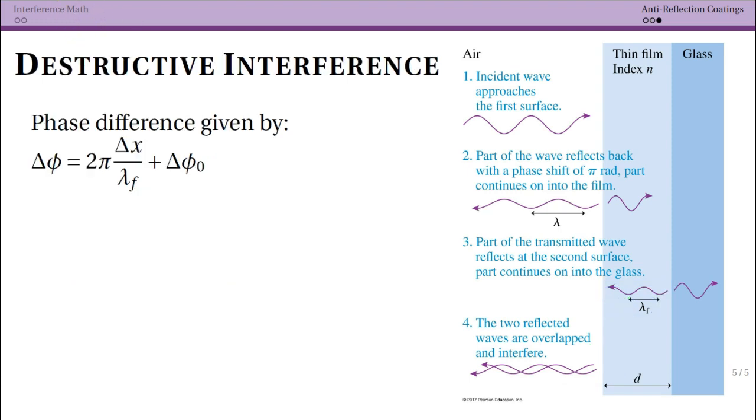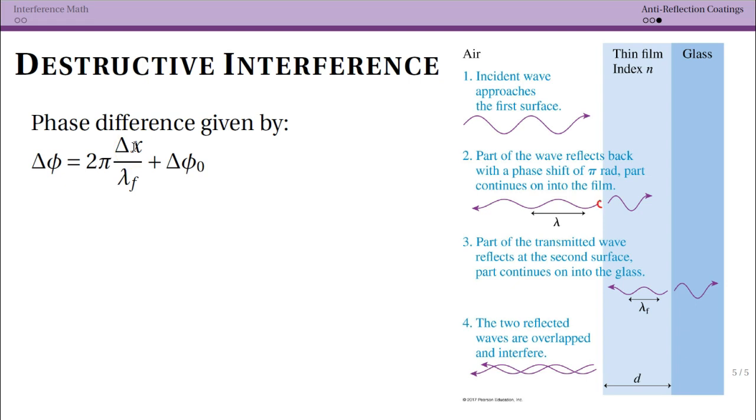So what does the math actually look like here? Well, we want a phase difference, and then we're going to constrain our phase difference to be the destructive case. But now notice that our normal equation has a lambda in it and a delta x. What is our delta x? It is the difference in distance that our waves travel.